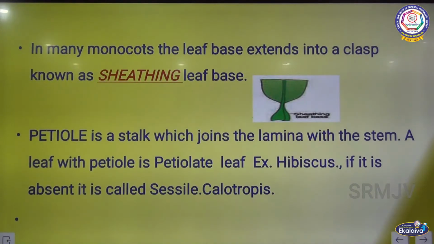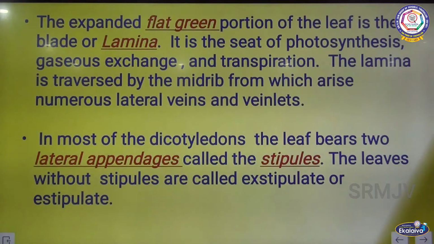Now, the stalk of the leaf is called a petiole. If a leaf has a petiole, you call it a petiolate leaf, which we can see in hibiscus. If the petiole is absent, it is called sessile, which we can see in Calotropis.